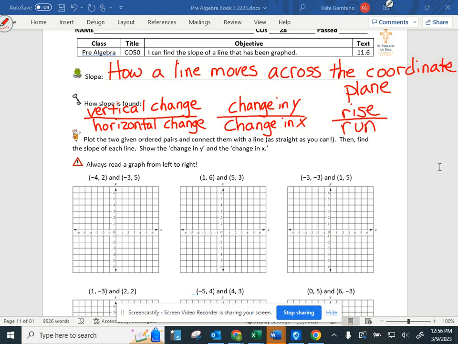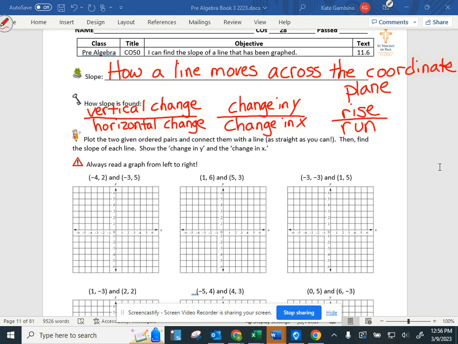So we're going to plot the two given ordered pairs and connect them with a line as straight as you can, but we're not perfect. So we're not going to eyeball it and say, well, I drew my line and this point ends up on my line, because it might not. You might have drawn kind of a messy line, and it might not actually end up on that line. So we don't go by just looking, even if it looks like that point would be on it. We have to use the slope.